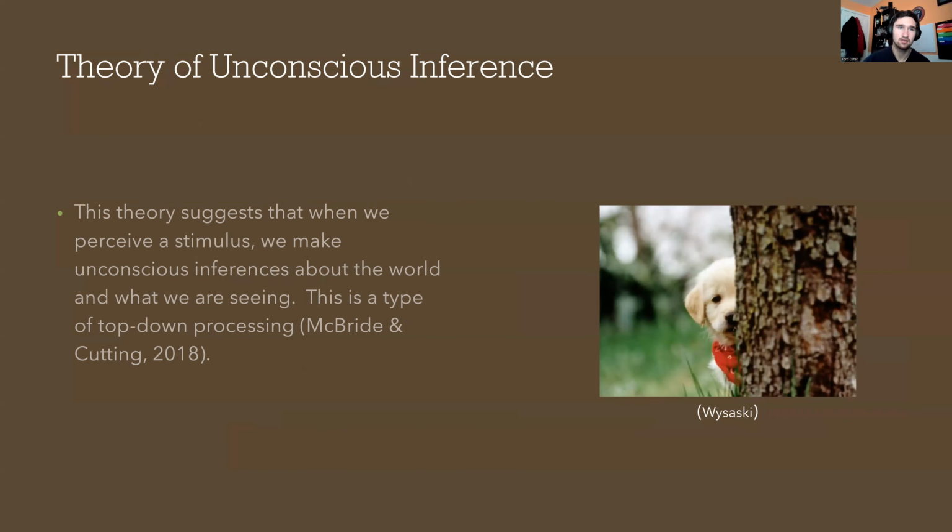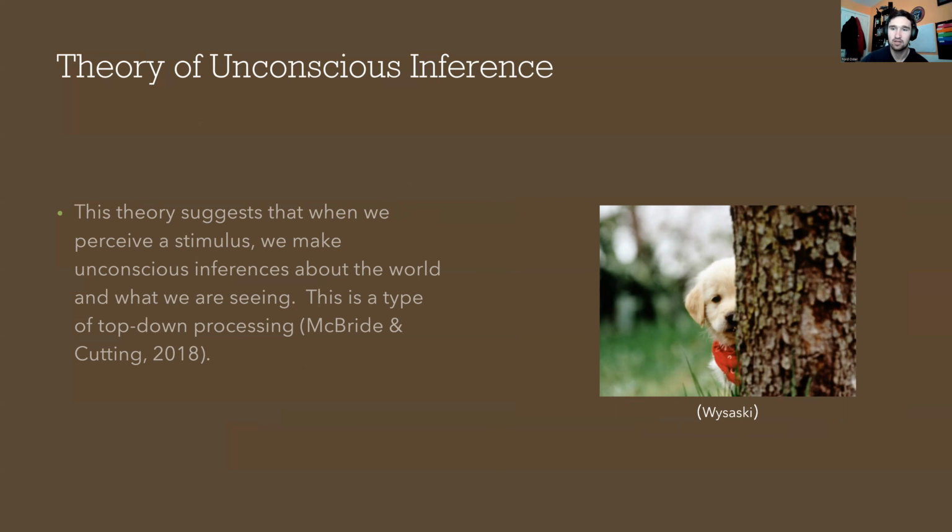And this is related to the idea of theory of unconscious inference. This theory suggests that when we perceive a stimulus, we make unconscious inferences about it. This is a type of top-down processing. If you look to the image to the right here again, we have this image of a puppy, this dog that's hiding behind a tree here.